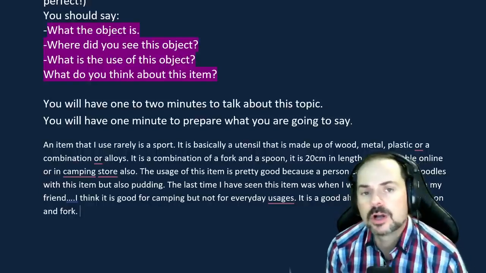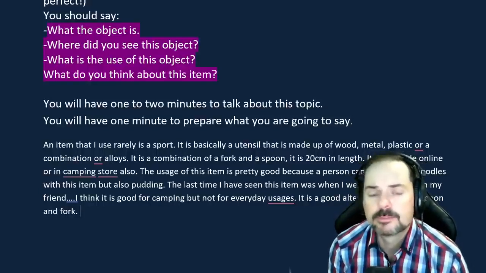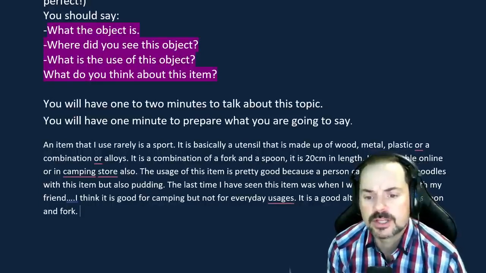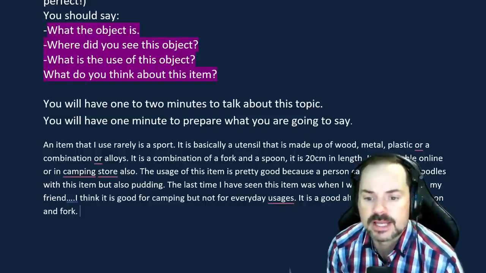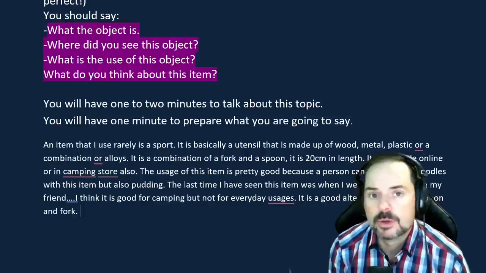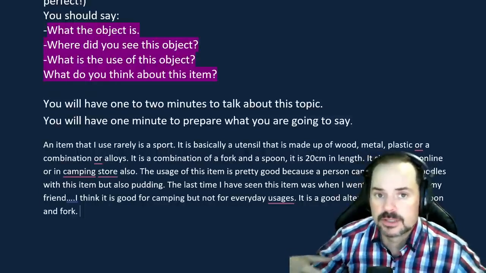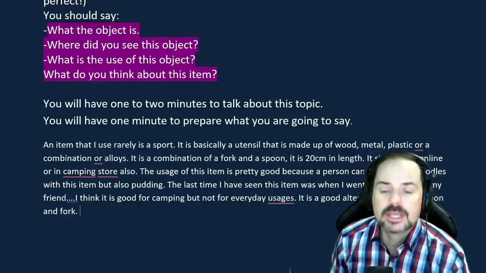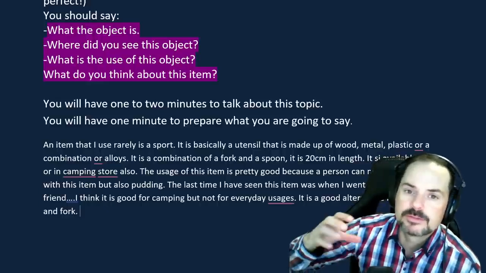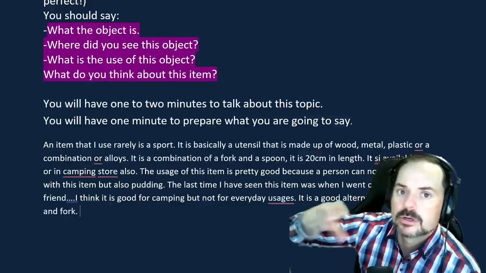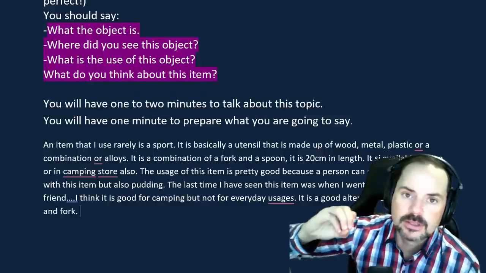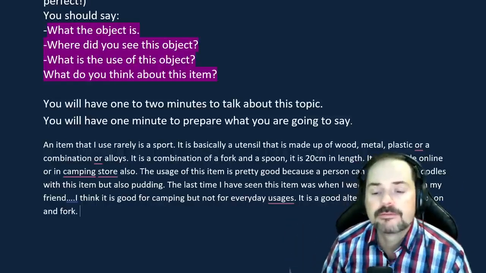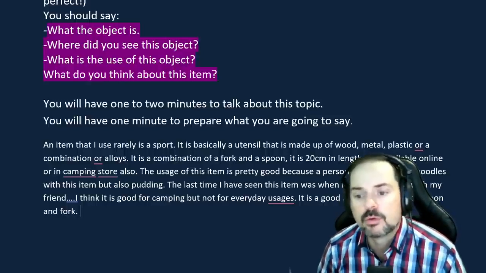Also, when you're talking about the appearance of an object or a person, Baljit, don't go into too much detail. Like you said, it's basically a utensil that is made up of wood, metal, and plastic. If you say made up of wood, metal, and plastic, it sounds like it's all of those at the same time. Okay, so made from, not made up of. So you had a few slight oddities in your word choice that made the ideas a bit confusing. So don't say made up of, it's made from either wood, metal, or plastic.